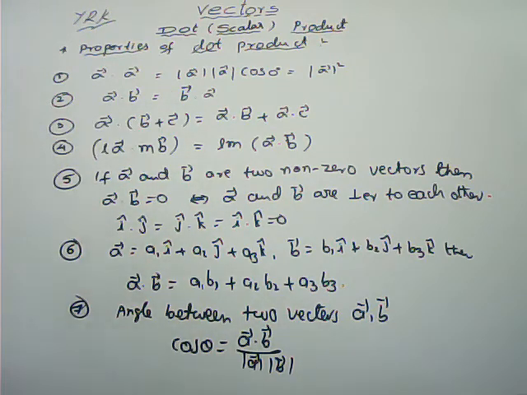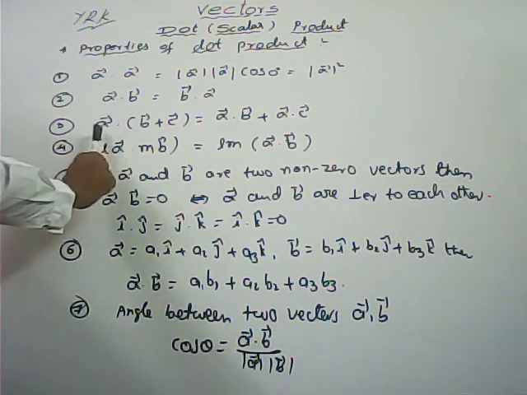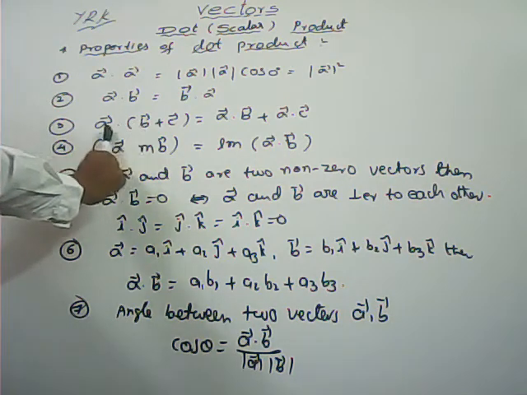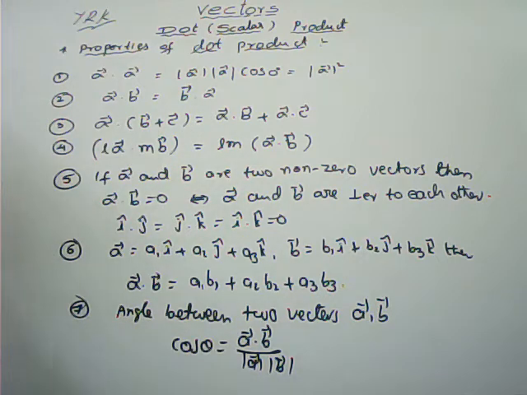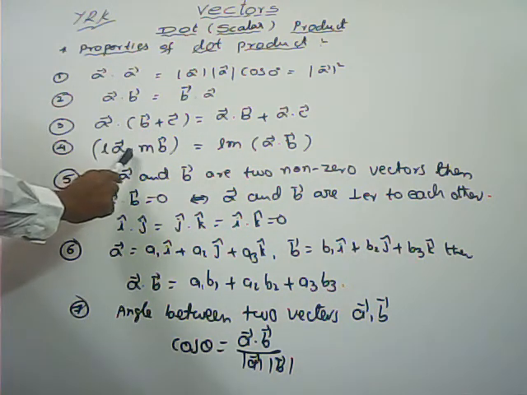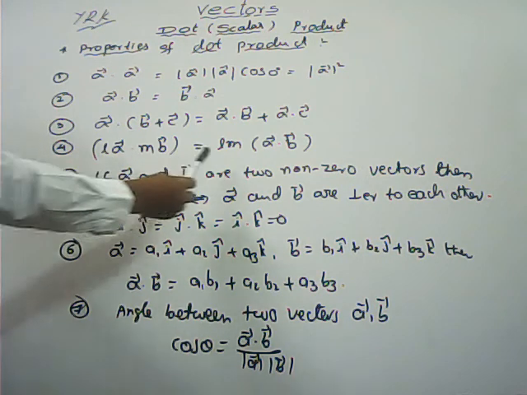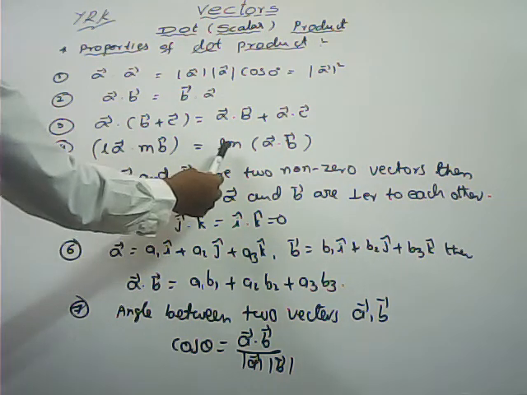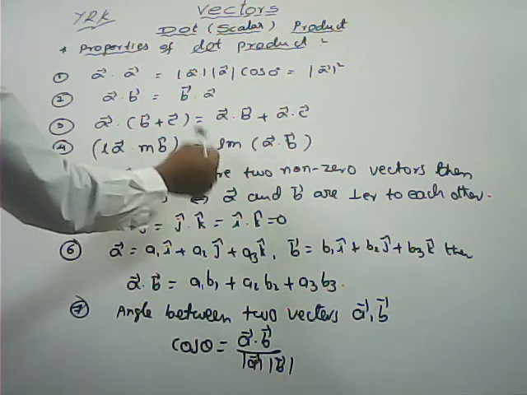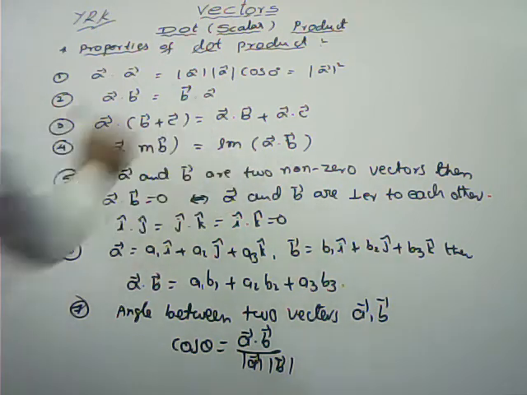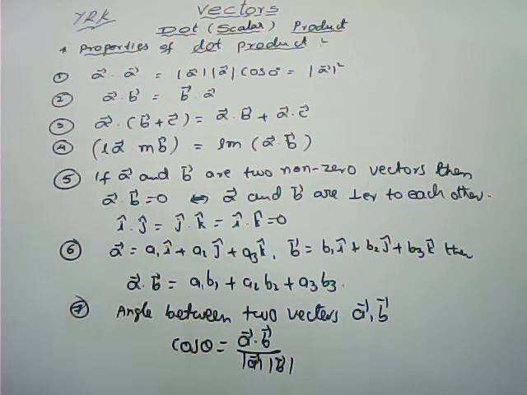A bar dot b bar we can write as b bar dot a bar. This one we say the distributive property: a bar dot b bar plus a bar dot c bar we can write as a bar dot (b bar plus c bar). And l a bar dot m b bar, here l and m both are scalars. So here we can write, before that, the vector only, a bar dot b bar. So lm into a bar dot b bar we can write.